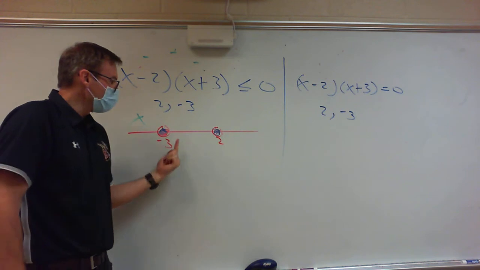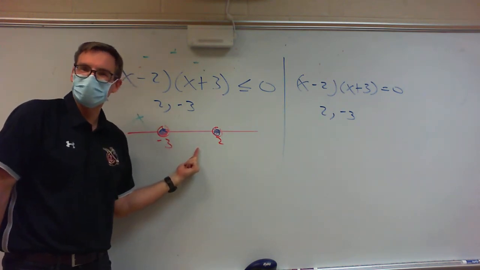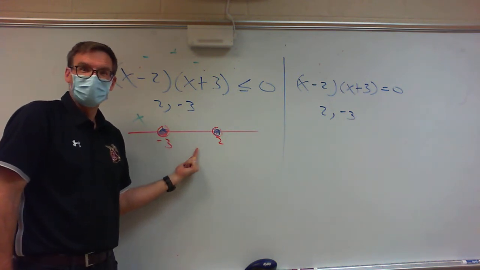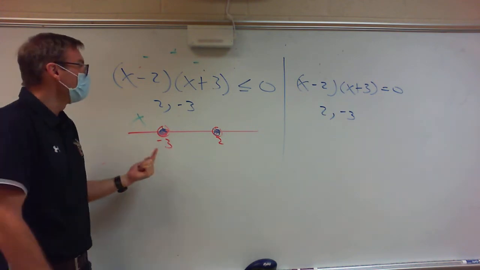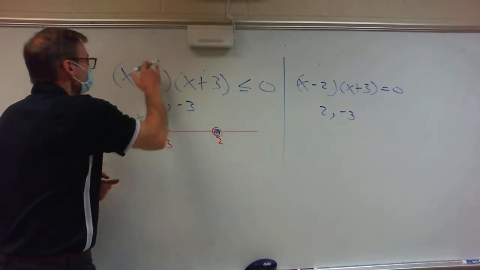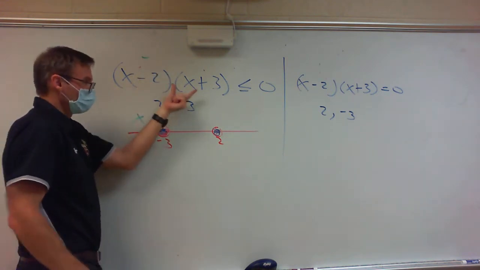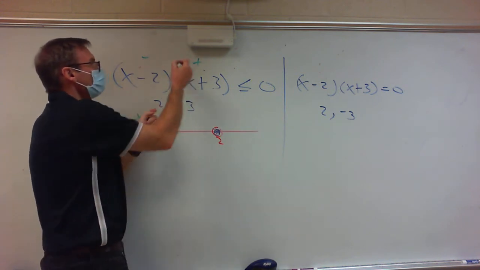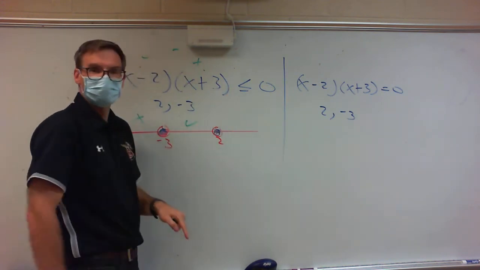Now let's try a number in here. What would be a very easy number to check? 0. Anytime you can pick 0, you want to pick 0. And so now when I plug in 0, let's see. 0 minus 2, I'm pretty sure that's negative. 0 plus 3, I'm pretty sure that's positive. Negative times positive is negative. Is a negative number less than 0? Yes. Okay, so this one works.